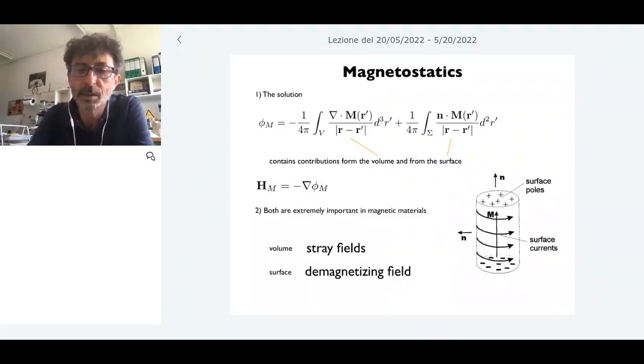If you like, you can put together the two views of magnetostatics in the picture at the right hand side. Take a piece of a cylinder of magnetic material, and imagine a magnetization which is pointing along the axis of the cylinder.